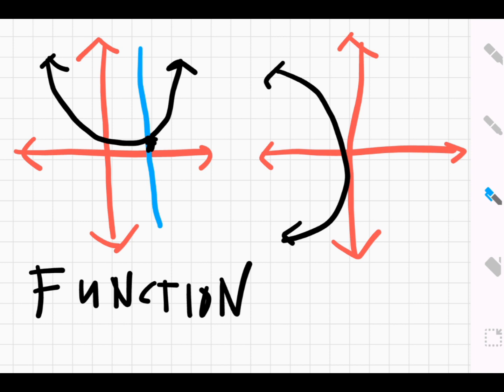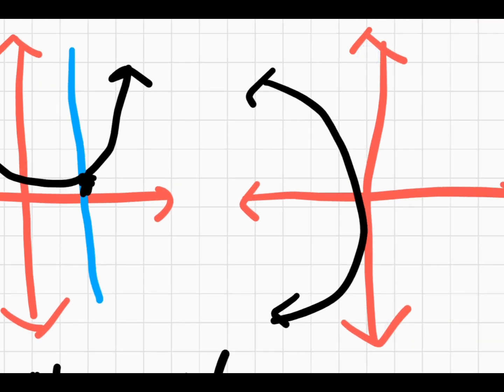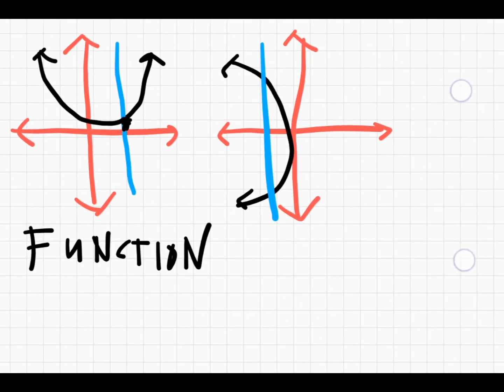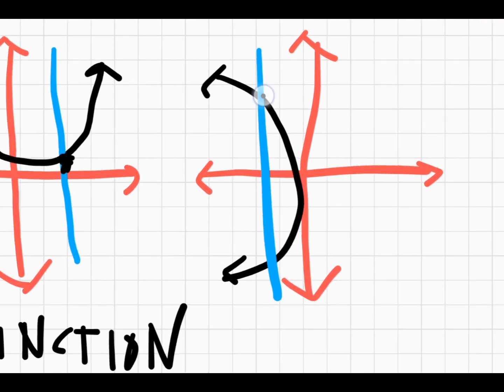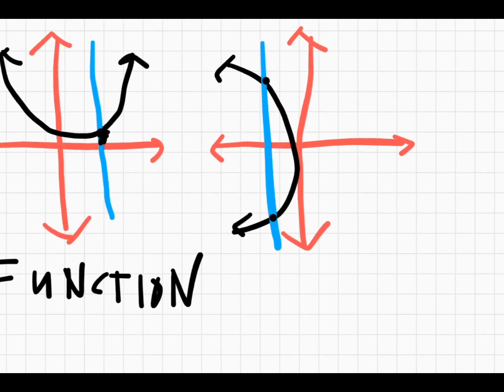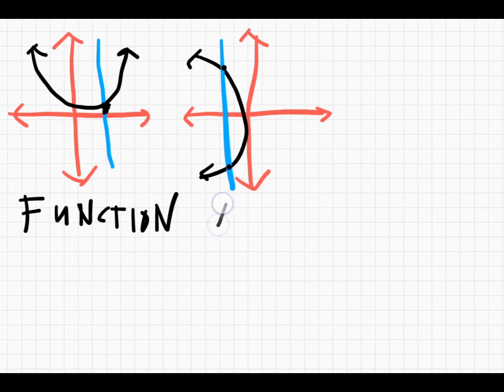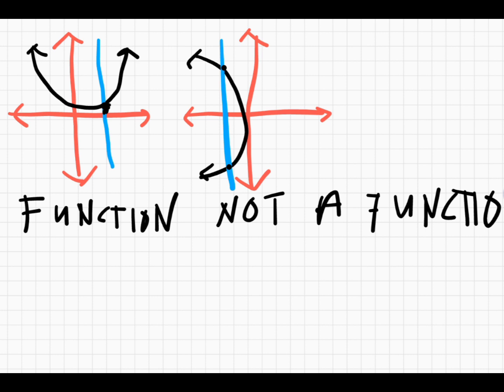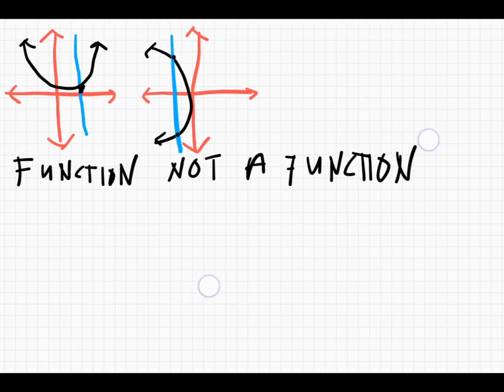How about the other graph? You notice that the line touches the graph twice. So is this a function or not? Since it touches the graph twice, this is not a function. We can only say that a graph is a function if the vertical line touches it exactly once.